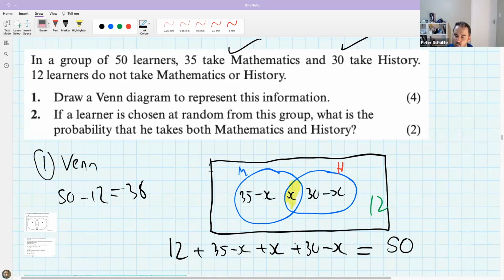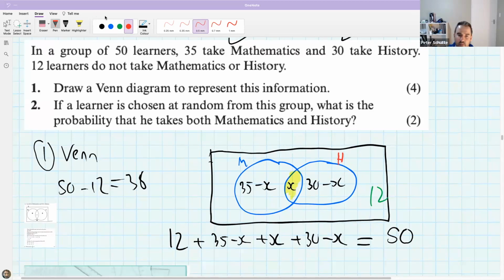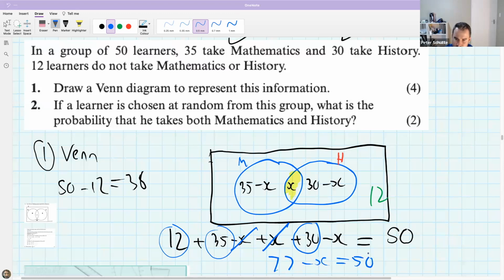So once I've got that done, now I need to go on a mission to find x. But the good news is it's just an equation. So minus x plus x. And now what is 12 plus 35 plus 30? That gives me 77 minus x is 50. And then I'm going to get 77 minus 50 is x. So x is actually going to be 27.